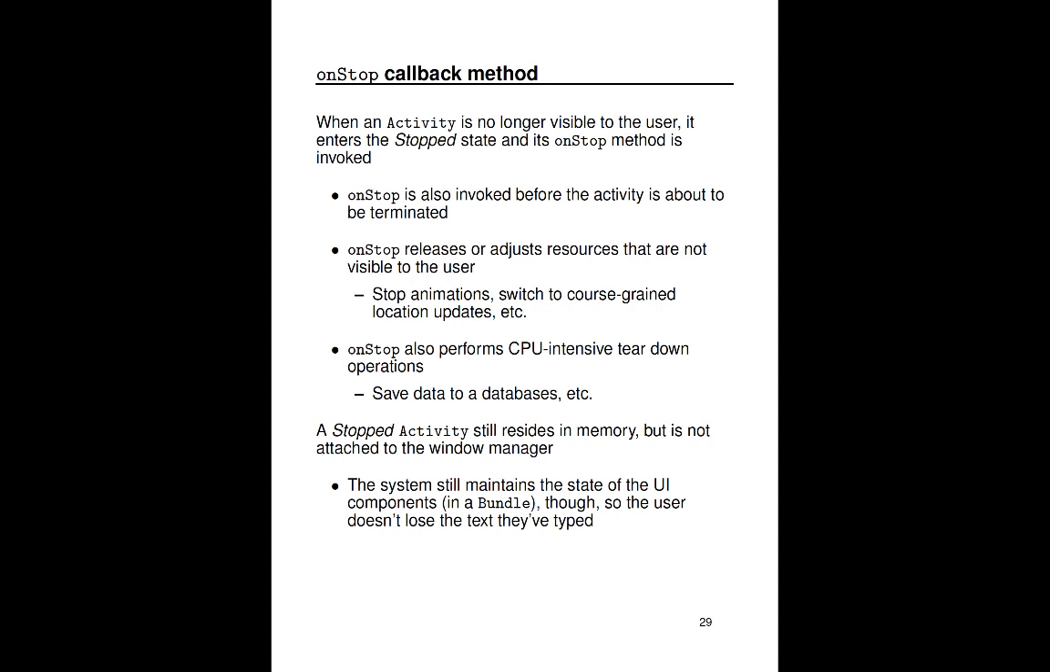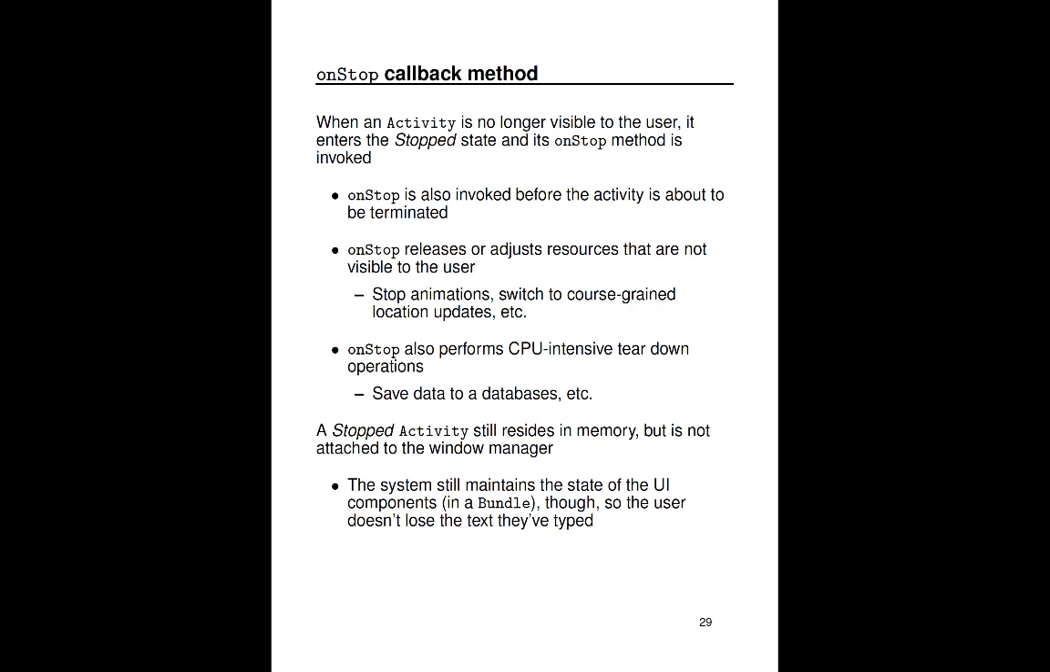Activity transitions to the stop state when it's no longer visible to the user, and its onStop method is invoked. OnStop is a place to release or significantly adjust system resources that are being used and things that aren't visible to the user. So this is where you would stop your animations, maybe switch from fine grain location updates to more coarse grain location updates, etc., etc. And again, it's the place where if you're going to be doing CPU-intensive teardown operations like saving a file to a database or making one last network connection back to a service, onStop is the place to do this.